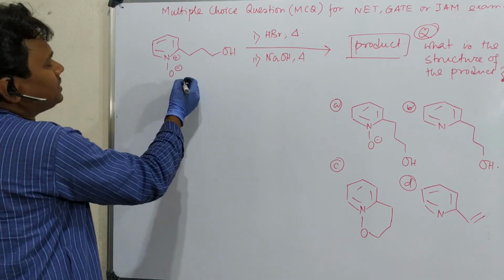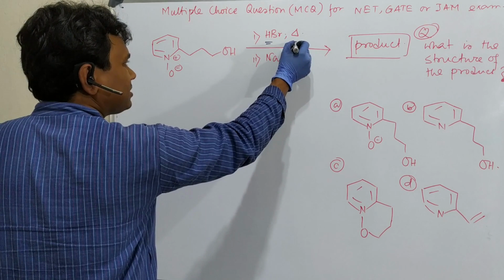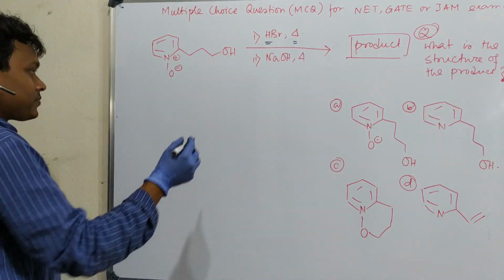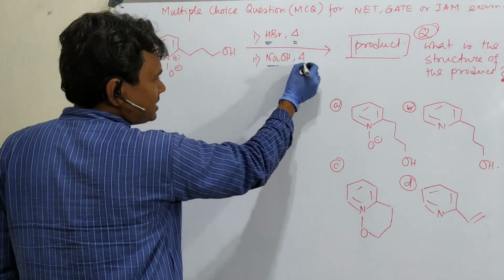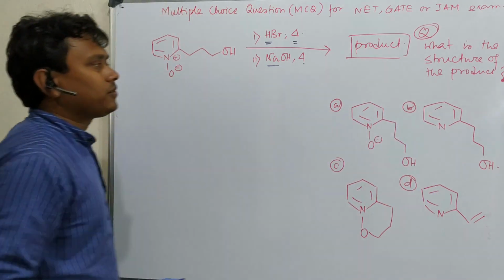See, this is a pyridine N-oxide with this 3 carbon unit. First it is treated with HBr and heat. Second, it is treated with sodium hydroxide and heat. What is the product? The question is, what is the structure? Four options are given in front of you.